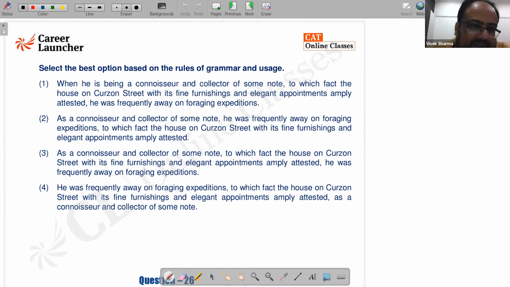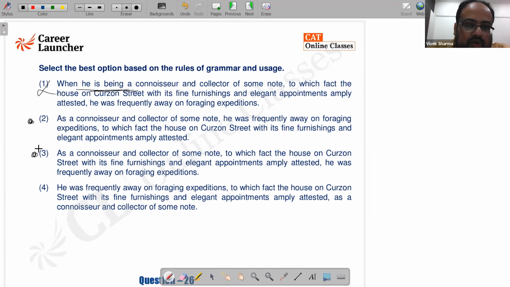Okay, let's see. Option 1 is wrong. Option 1 says, when he's being a connoisseur and collector of some note, to which fact the house amply attested, he was frequently away on foraging expeditions. Right? This says when he is being. This doesn't make sense. Now options 2, 3 and 4. Anubi, correct. Now between options 2, 3 and 4, options 2 and 3 are close options.